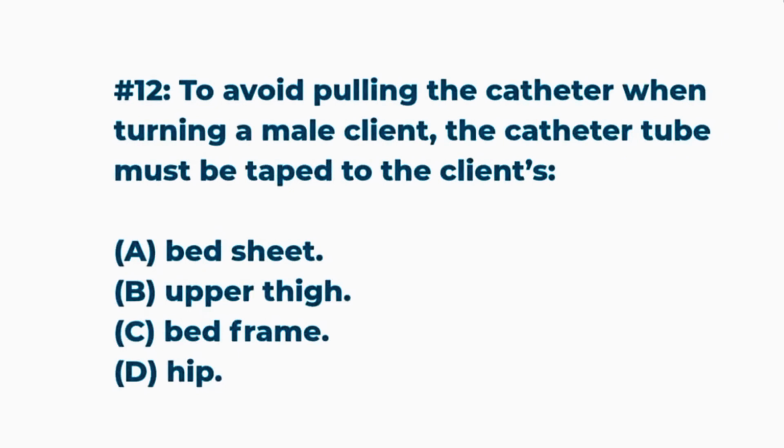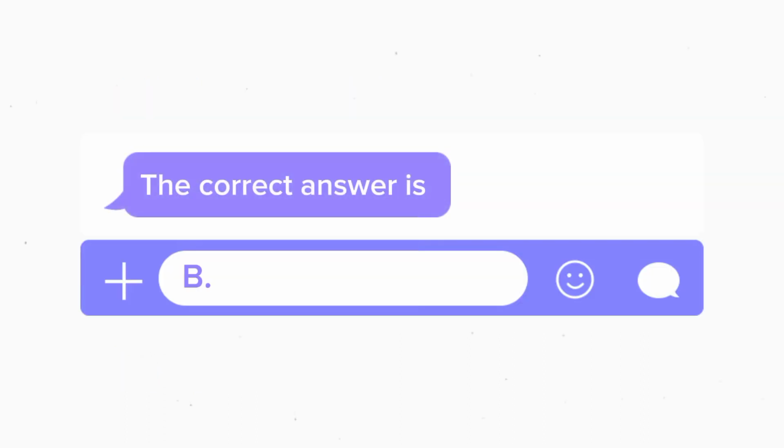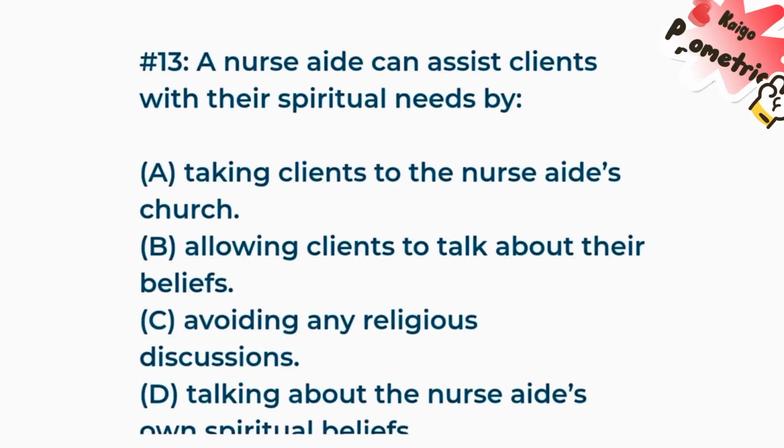Number 12. To avoid pulling the catheter when turning a male client, the catheter tube must be taped to the client's A. Bedsheet. B. Upper thigh. C. Bed frame. D. Hip. The correct answer is B. Upper thigh.